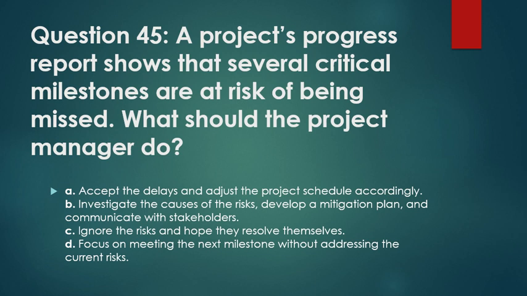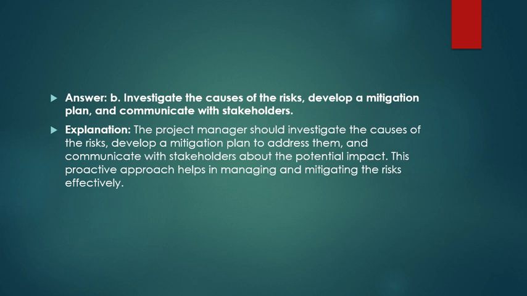Question 45. A project's progress report shows that several critical milestones are at risk of being missed. What should the project manager do? Investigate the cause of the risk, develop a mitigation plan, and communicate with stakeholders. The project manager should investigate the causes of the risk, develop a mitigation plan to address them, and communicate with stakeholders about the potential impact. This proactive approach helps in managing and mitigating the risk effectively.